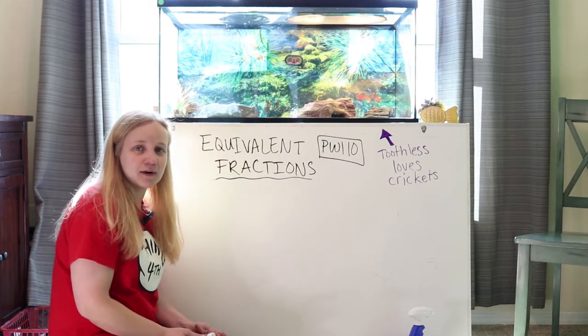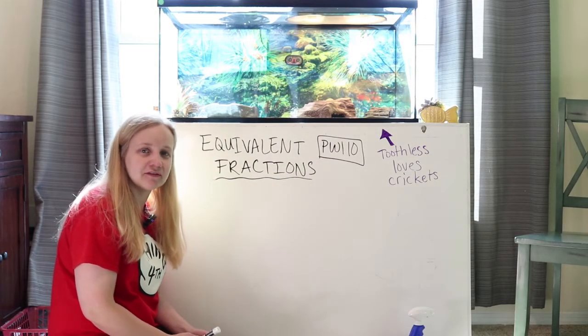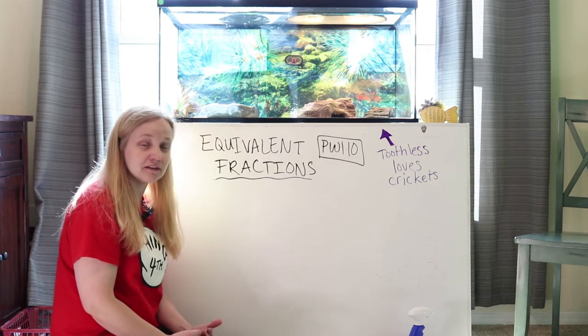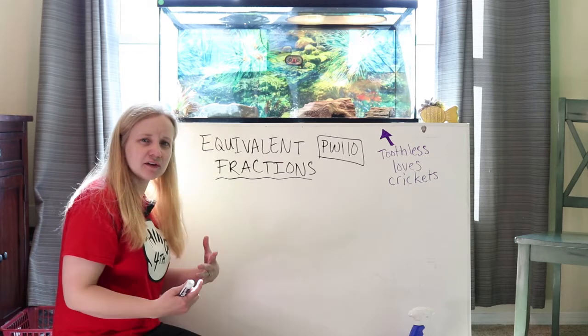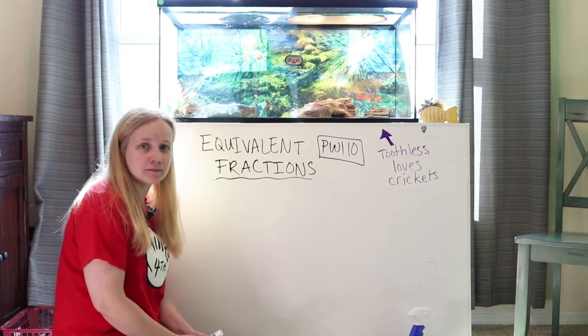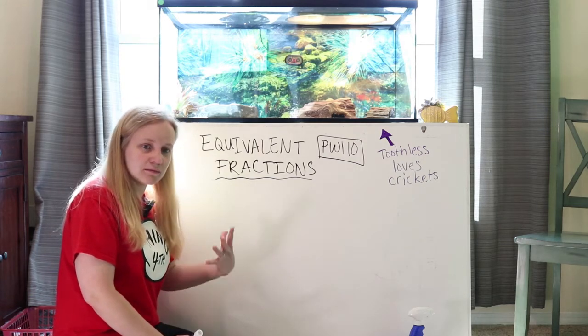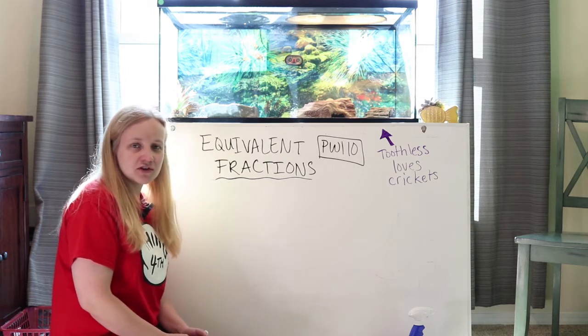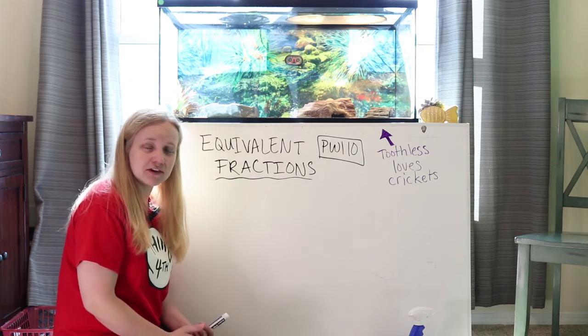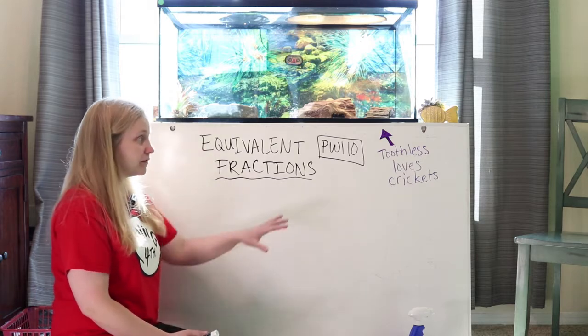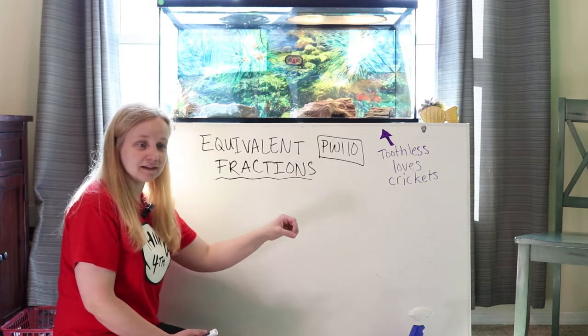All right, now we're going to talk about equivalent fractions and fractions that are in their simplest form, meaning they're written with the smallest numbers you can use. The cool thing about fractions is you get to use what you know with multiplication and division to change the look of the numbers, but we're not actually changing the value. This goes along with PW 110.